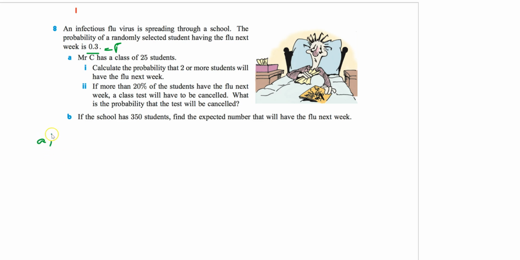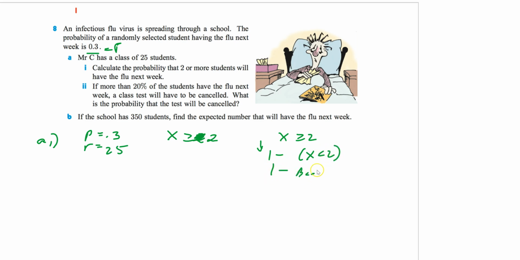Okay, so part A, right? We have our P is 0.3. His class has 25 students, and he wants 2 or more. So X is greater than or equal to 2, right? Because 2 or more, so greater than or equal to 2. So notice again, greater than or equal to, so it's CDF, right? And I have this pointing in the wrong direction, right? So they go 1 minus X is, you have the line, you're going to lose it, 2, which means I've got to go 1 lower. So 1 minus binomial CDF of X is less than or equal to 1. Right, so that's the answer to A.